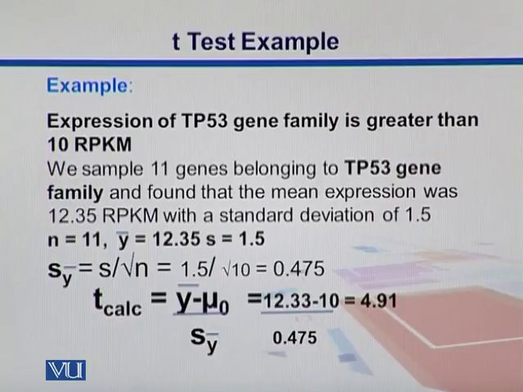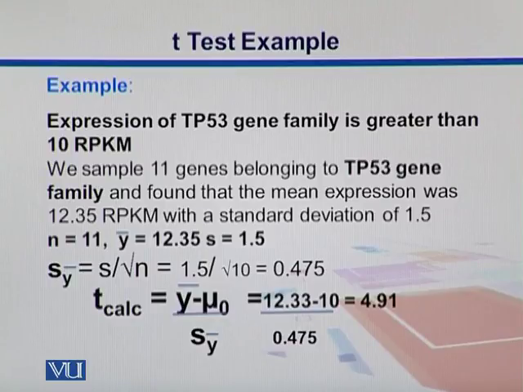Since n is equal to 11, the sample size of 11 genes, Y bar or the sample mean is 12.35, and S, which is the sample standard deviation, is 1.5. Here we introduce another number, which we call the standard error of the mean, SY bar. That is given by standard deviation divided by square root of n, which is 1.5 divided by square root of 10, which is 0.475.